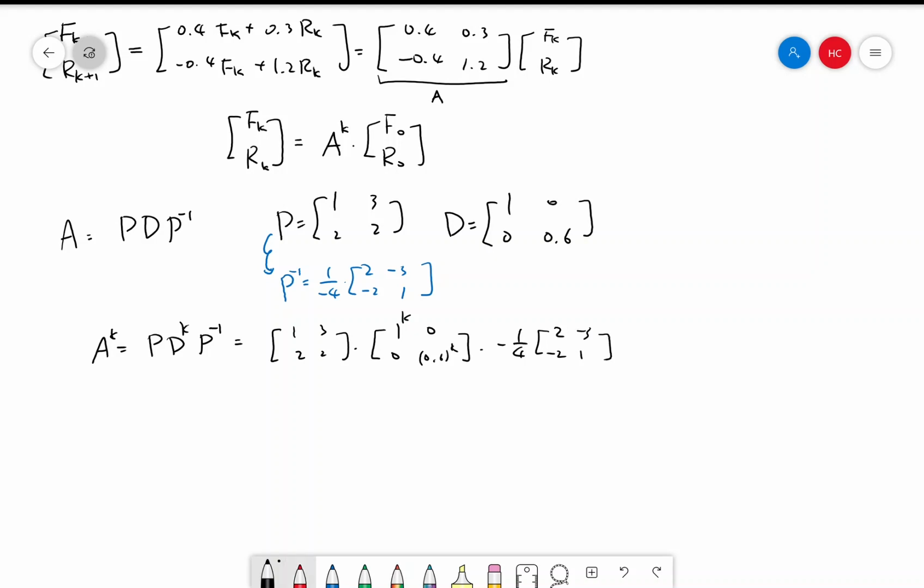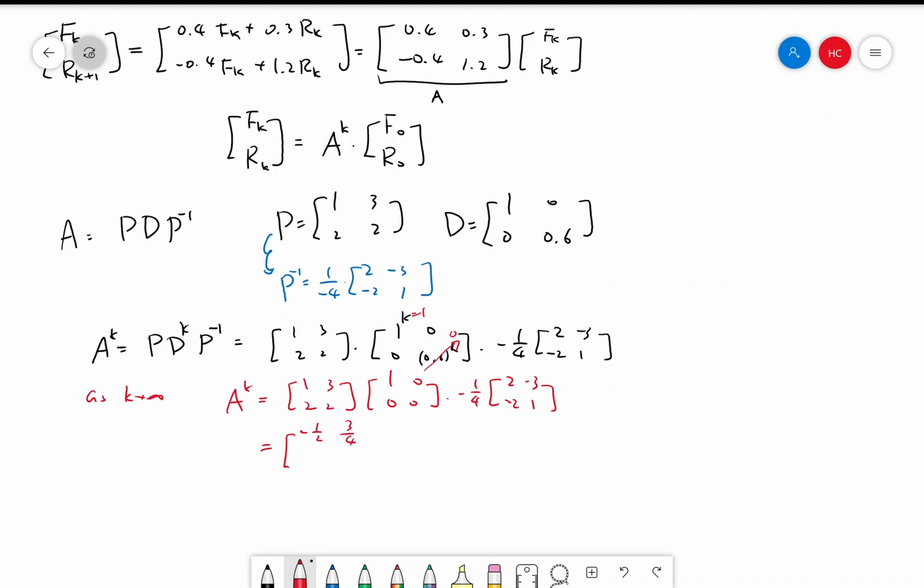As k goes to infinity, 1 to the k is just equal to 1, but 0.6 to the k, because 0.6 is less than 1, goes to 0. So A to the k approaches [1, 3; 2, 2] times [1, 0; 0, 0] times negative 1/4 times [2, negative 3; negative 2, 1]. This is equal to [negative 1/2, 3/4; negative 1, 3/2], using calculators.